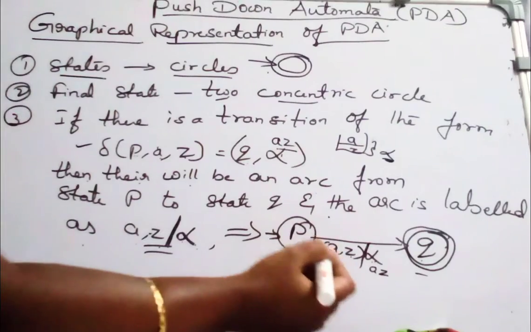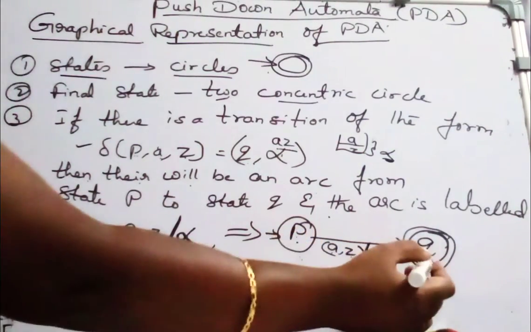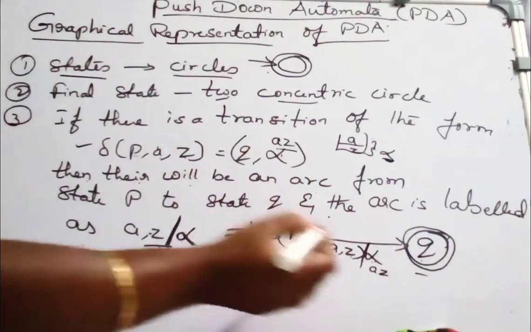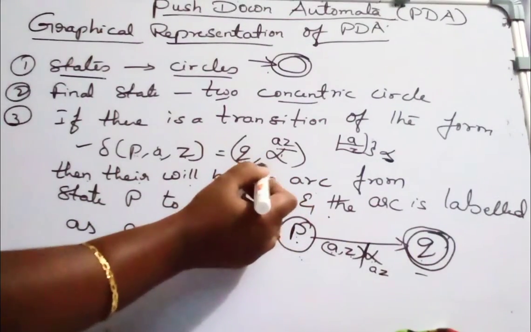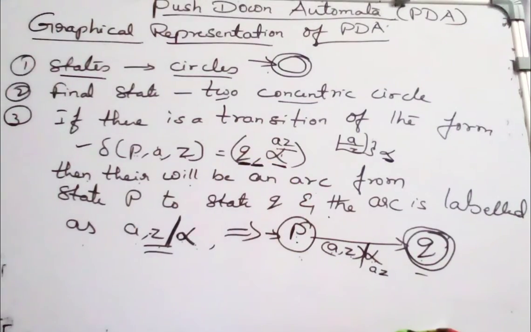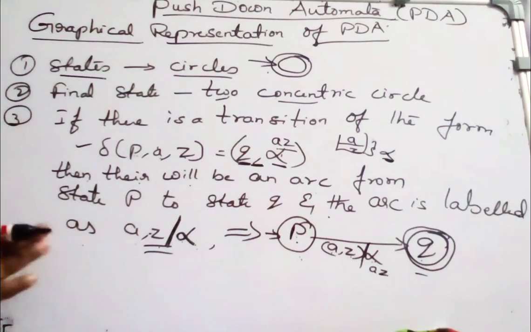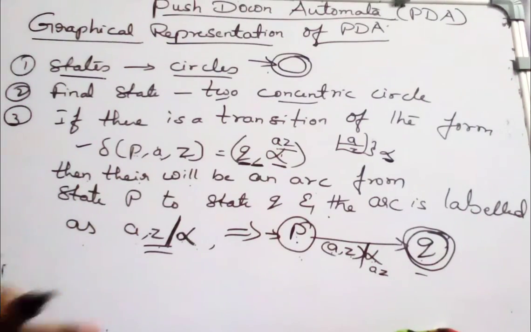By consuming some input and seeing the content of the stack, it is moving from one state to another state. So here it is changing its state, as well as the contents of the stack, either performing a push or performing a pop operation. So this is about the graphical representation of the PDA. Next we are going to discuss the acceptance of a language by the PDA. Hope you have understood this.